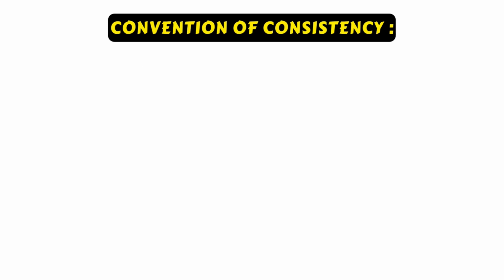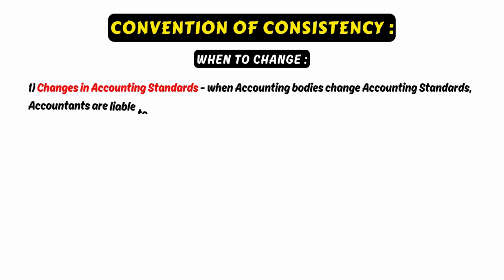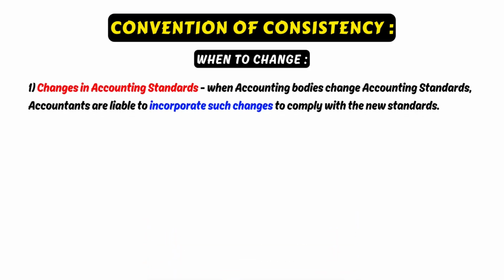But there might be certain circumstances also where change is allowed, where maintaining consistency in accounting methods may not be appropriate, like changes in accounting standards. For example, if accounting bodies change accounting standards or regulations, then the accountant has to change the method also in order to comply with those standards.